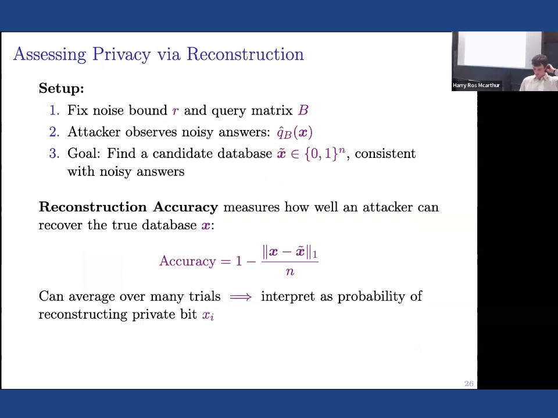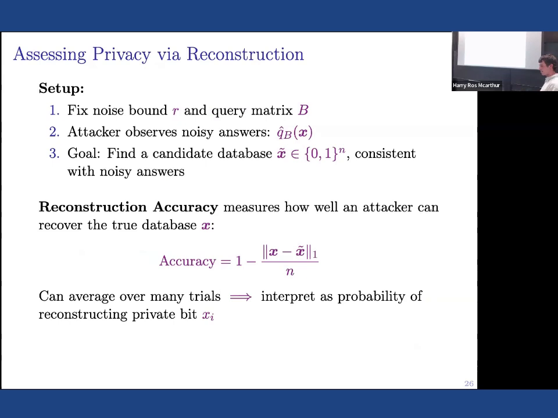All right, so we're getting there. We're nearly at the point where I can show you the results. So the setup is you have an attacker. They ask some queries. They know the query matrix B. They observe the noisy outputs Q hat. Their goal is to find a candidate database in the set of feasible databases consistent with the published answers.